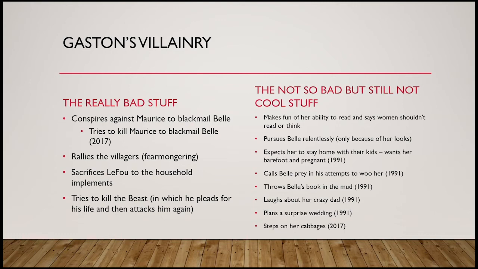Now there's other stuff that he does because he's a jerk and he's not a nice character, but there's no law against being a jerk, not even in the social contract. So let's go through the not terrible villainry stuff, but still kind of a jerk stuff. He makes fun of her ability to read, and he says that women shouldn't read or think. He pursues Belle relentlessly only because of her looks. He expects her to stay home with her kids. He calls her prey in his attempts to woo her, throws her book in the mud, laughs about her crazy dad, plans a surprise wedding, and steps on her cabbages. My cabbages!